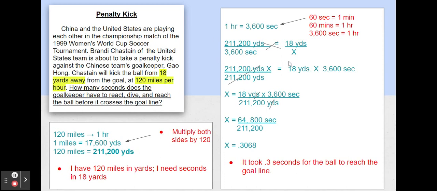So I set this up so I can cross multiply. So I'm going to multiply my 211,200 yards times x, and that equals 18 yards times my 3,600 seconds. And I know that I need to get x by itself, so I would ask my students, how can I get this x by itself? Well, since it is multiplied by my yards here, I need to do the opposite of multiplication, which is division. So I divide my yards out, and if I do that to my left side, I also need to do that to my right side.